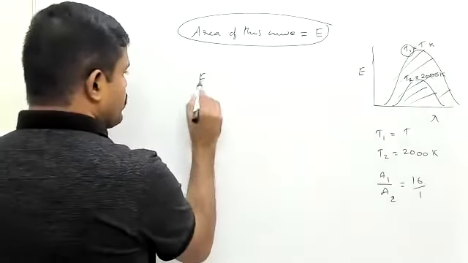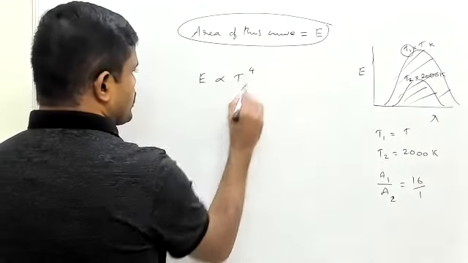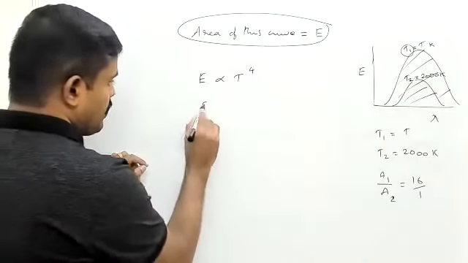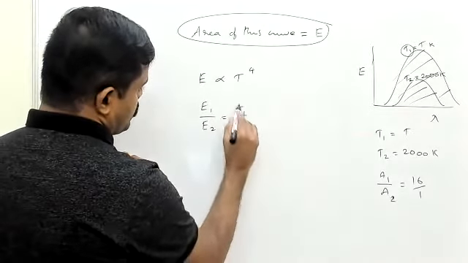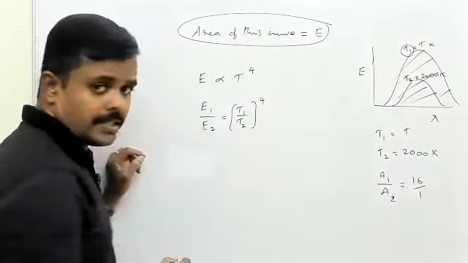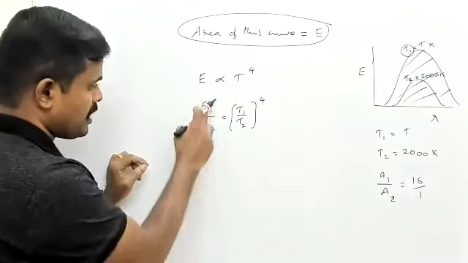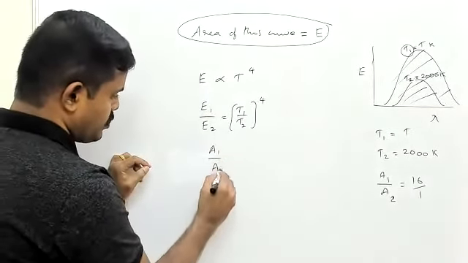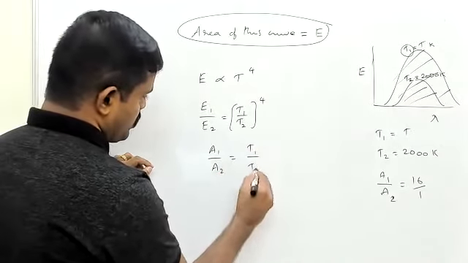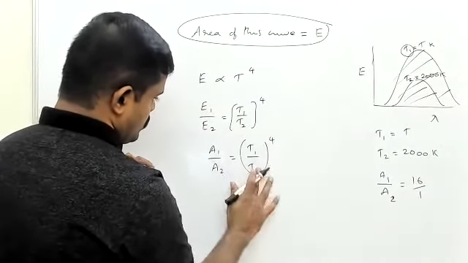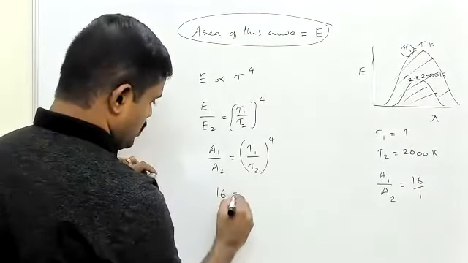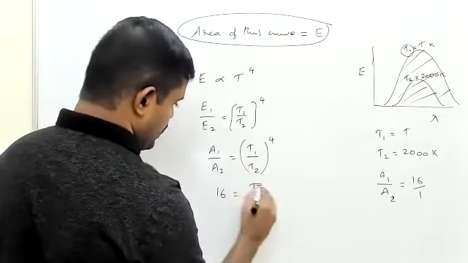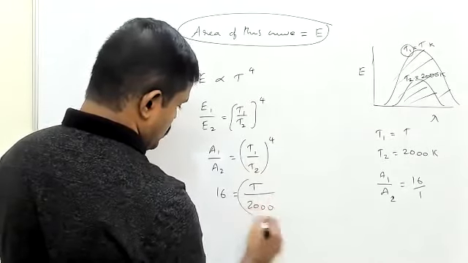And what is the relation you learned? E is proportional to T raised to 4, Stefan's law. So E1 by E2 will be what? E1 by E2 will be T1 by T2 the whole raised to 4. Correct? E1 by E2 is the same as area 1 by area 2, is T1 by T2 the whole raised to 4. So if you solve this, A1 by A2, it is 16 is equal to T by 2000 raised to 4.